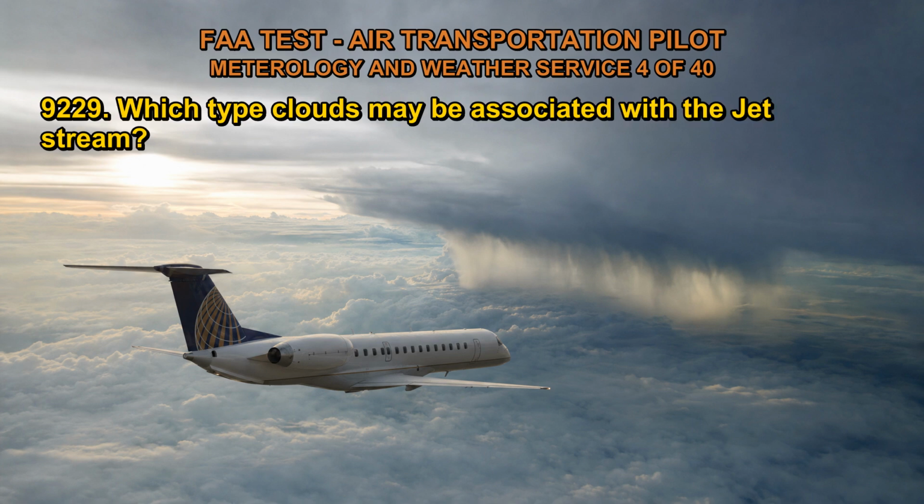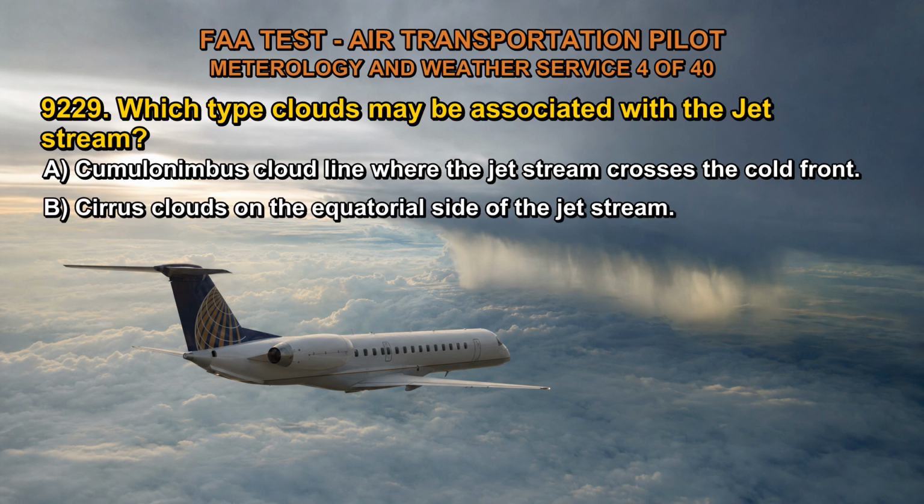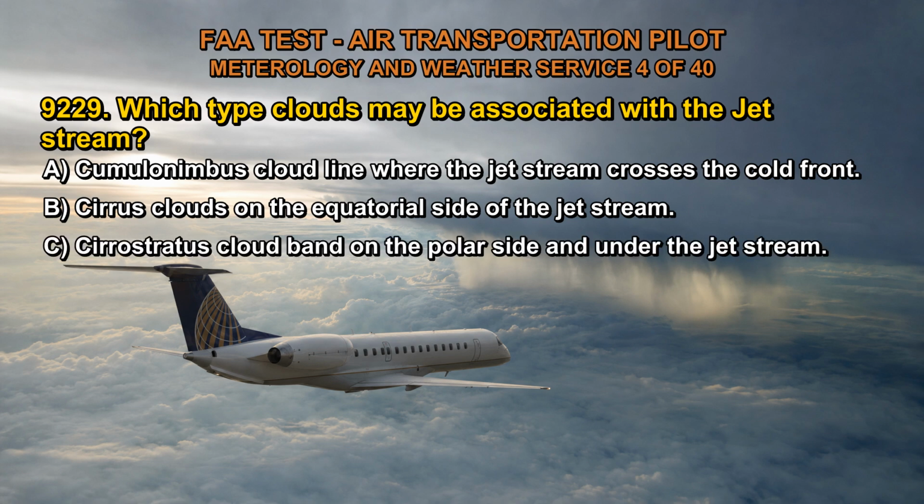9229. Which type clouds may be associated with the jet stream? A. Cumulonimbus cloud line, where the jet stream crosses the cold front. B. Cirrus clouds on the equatorial side of the jet stream. C. Cirrostratus cloud band on the polar side and under the jet stream.